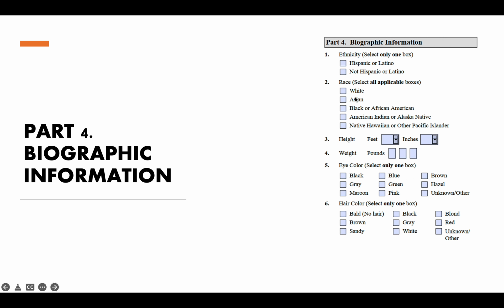What is a white? White is a person having origins in any of the original peoples of Europe, the Middle East, or North Africa. Asian is a person having origins in any of the original peoples of the Far East, Southeast Asia, or the Indian subcontinent, including, for example, Cambodia, China, India, Japan, Korea, Malaysia, Pakistan, the Philippine Islands, Thailand, and Vietnam. Black or African American, a person having origins in any of the black racial groups of Africa.